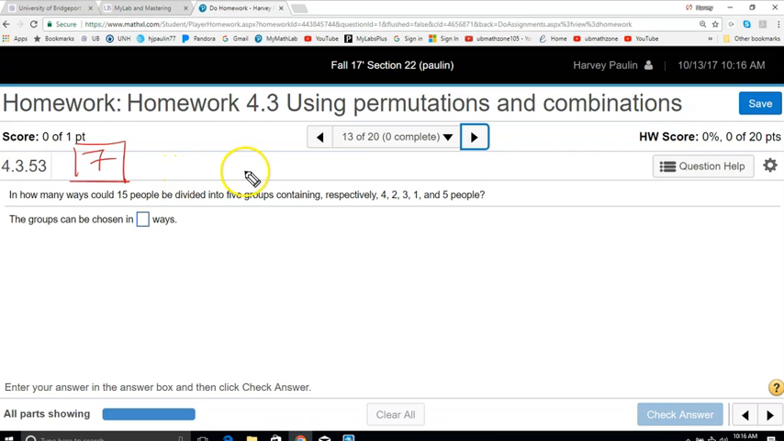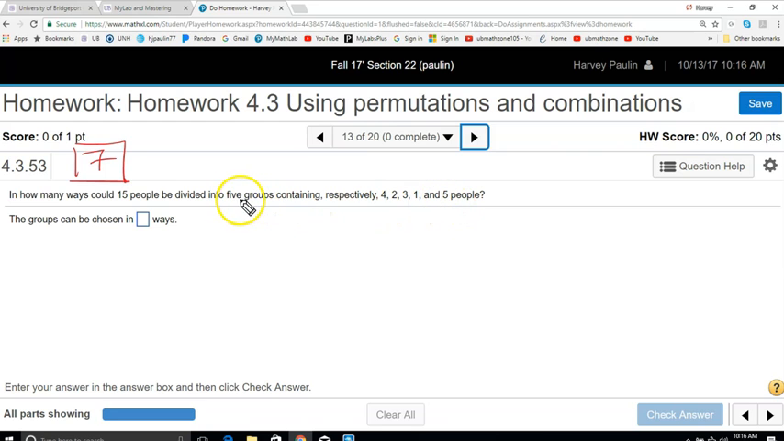Now, as we do these, some of these get rather challenging, and you need to read it carefully, think, are we using fundamental counting principle? Are we using combinations? Are we using permutations? Are we using just plain factorials? Looking at this one, how many ways can 15 people be divided into 5 groups, respectively selecting 4 in the first, 2 in the second, 3 in the third, 1 in the fourth, and then 5.